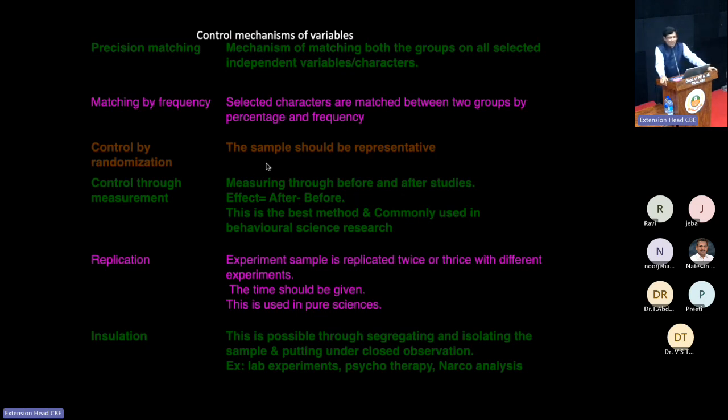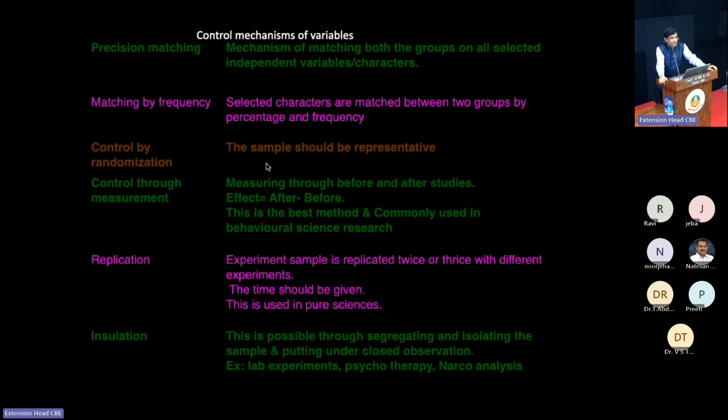First, precision matching: the mechanism of matching both groups on all selected independent and dependent variables or characters. We have to match. If 30% of respondents in your sample are in the 30 to 35 age range, then in the control group also 30% of respondents should be in the range of 30 to 35 years. Like that you have to match all the characters. By frequency, the selected characters are matched between two groups by percentage or frequency, same thing.